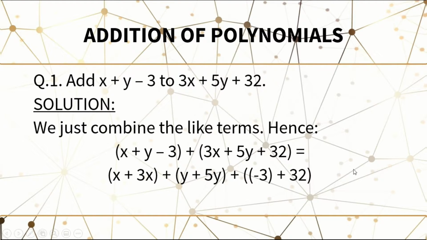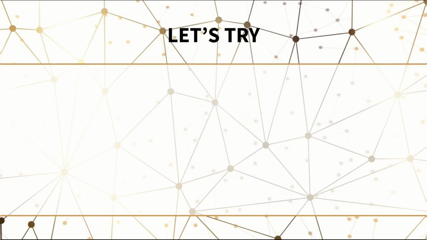Then follow the operation of integers, yung mga rules sila. Kaya yung x plus 3x magiging 4x, yung y plus 5y ay magiging 6y, tapos yung negative 3 plus 32 ay magiging 29. Kaya sagot natin dito ay 4x plus 6y plus 29. Sana maging malinaw sa inyo. Therefore, try nyo sagutan yung number 2.